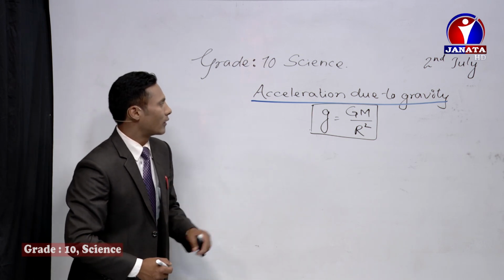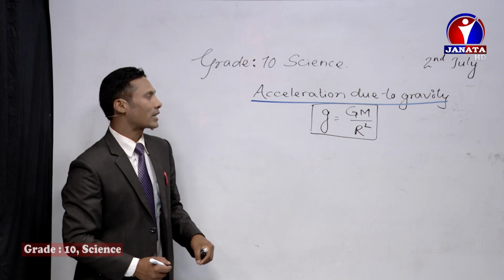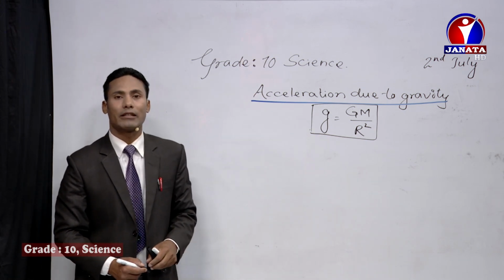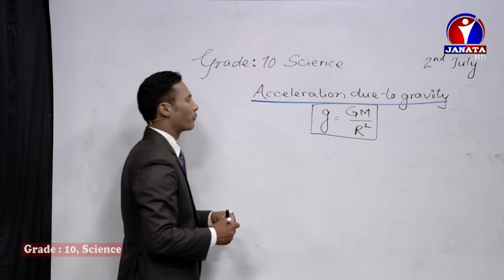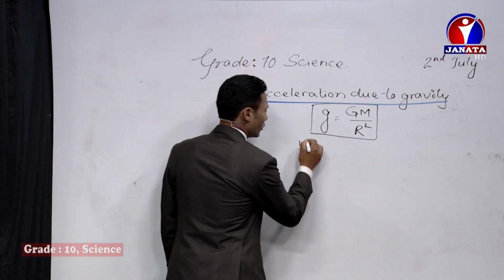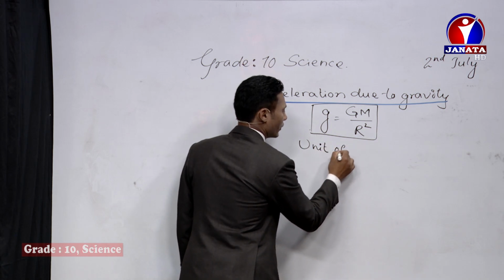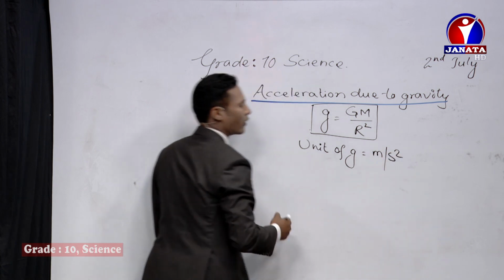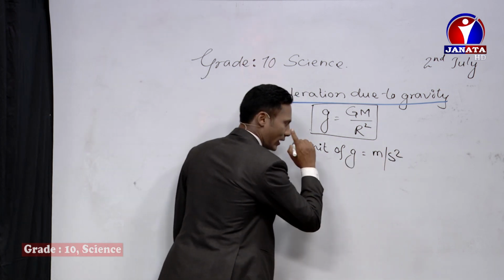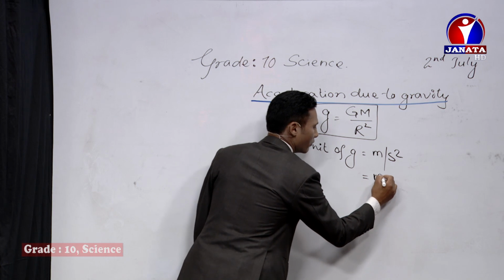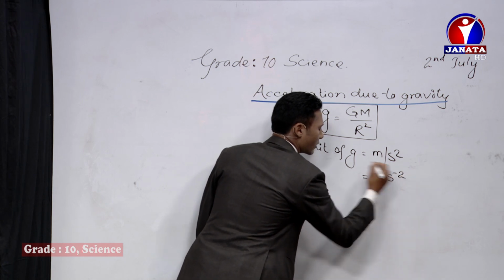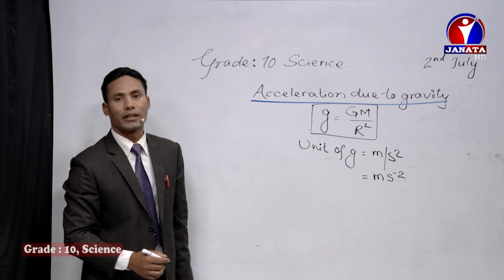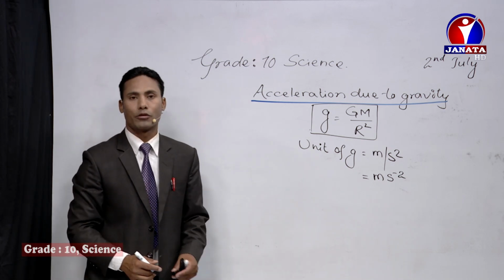Now the symbol for representing the acceleration due to gravity is small g, and the unit of the acceleration due to gravity is meter per second square. So the unit of g is m/s². One representation is this one, and another we can represent by meter per second square. Both we can use for representing the unit of acceleration due to gravity.